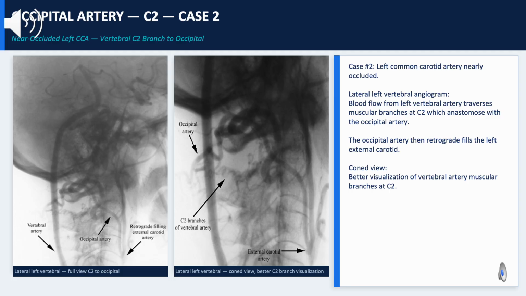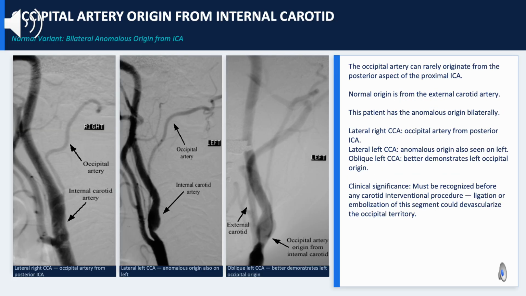Without coning, the C2 muscular branches are lost in scatter and noise from the surrounding neck soft tissues. Always cone down on areas of interest before concluding that a collateral is absent. The bilateral anomalous occipital artery origin from the proximal ICA is a rare variant that represents a dramatic management challenge.